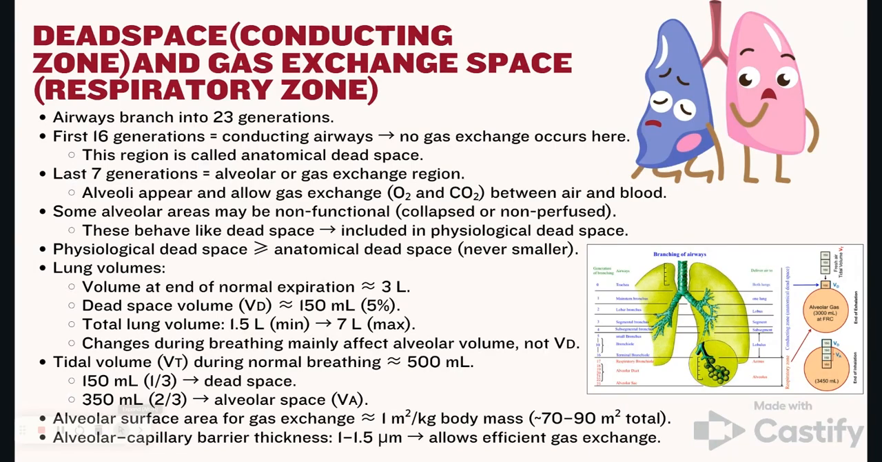Now we're going to shift our focus a little bit to lung volumes. Volume at the end of normal expiration is 3 liters. I want you guys to memorize these numbers. I think they're going to be very important. Dead space volume is what we talked about earlier. It's going to be 150 milliliters, which is about 5%. The total lung volume is going to be 1.5 liters minimum to 7 liters maximum.